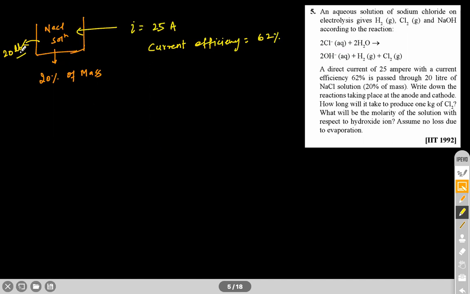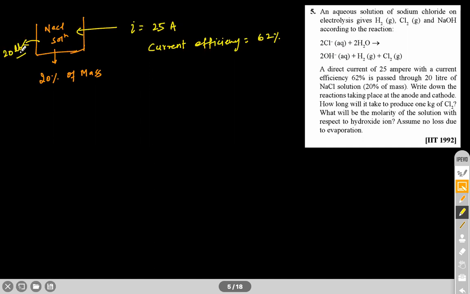Write down the reaction taking place at anode and cathode. How long will it take to produce 1 kg of Cl2? What will be the molarity of the solution with respect to hydroxide ion? Assume no loss due to evaporation. Means there is no loss in volume, right?